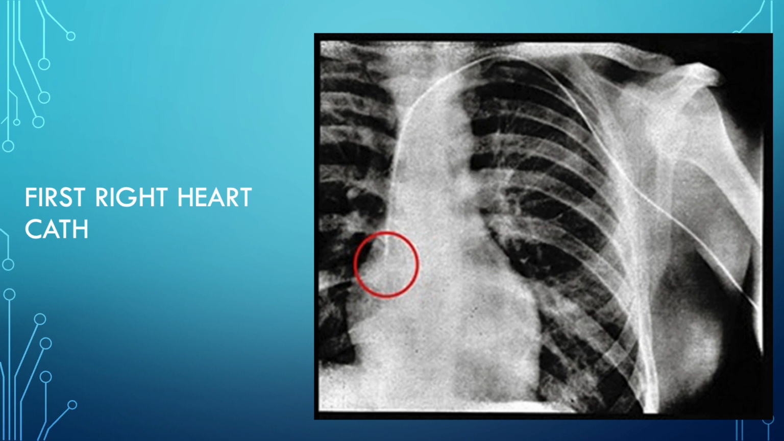And this is the X-ray picture for the first right heart cath in a human being. You can see the urethral catheter going all the way to the right atrium.